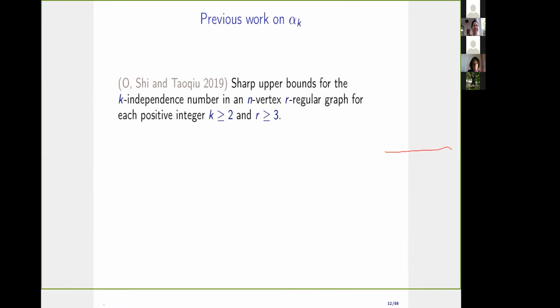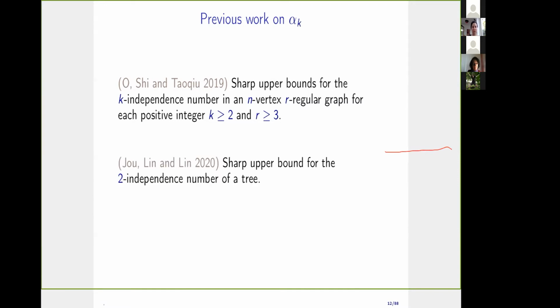Okay, let me continue. There are more bounds. Recently, there has been some work on this graph parameter by Suil O, Shi, and Taalkhi, who also provide some algebraic, in this case sharp, bounds for the k-independence number of a regular graph.